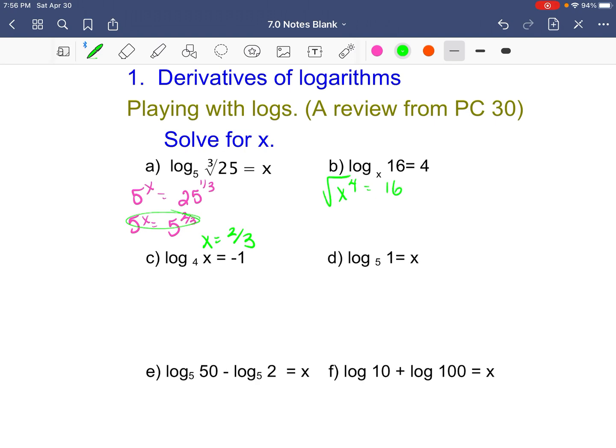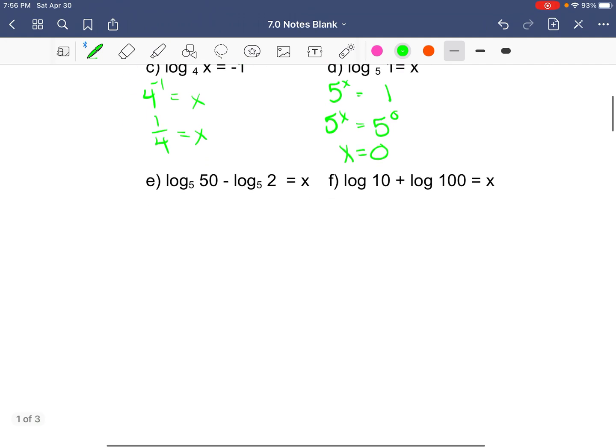For the next one, change forms. We're going to fourth root both sides. We get x is equal to 2. Normally when we fourth root, we would get plus or minus 2, but we can't have a negative base for a logarithm. For C, again, change forms. So 1/4 is equal to x. For D, you guessed it, change forms. And hopefully we all remember now that anything to the power of 0 is 1. So 5^x is equal to 5 to the power of 0. So x is equal to 0.